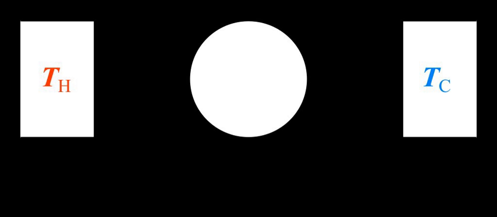Mathematically, this can be represented for n species as P_total = P_1 + P_2 + ... + P_n = the sum from i = 1 to n of P_i.